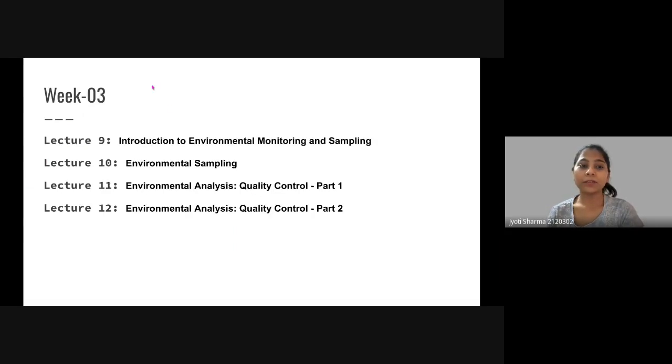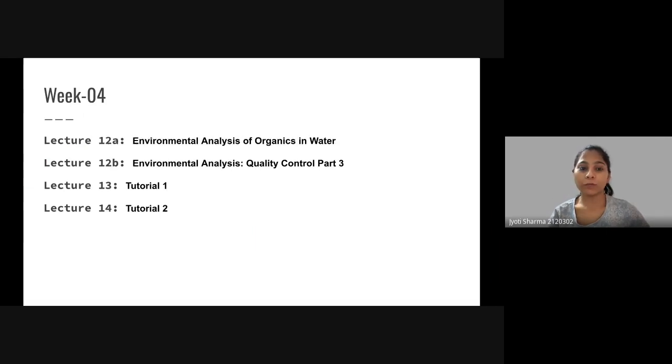Then in week 3, we started with some sampling and standards, then detection limit, and why it is important for us to maintain the standard whenever you are creating some policies. It is also very important for you to maintain the accuracy and the precision whenever you are monitoring or sampling for any of the contaminants. So we learned these things in week 3.